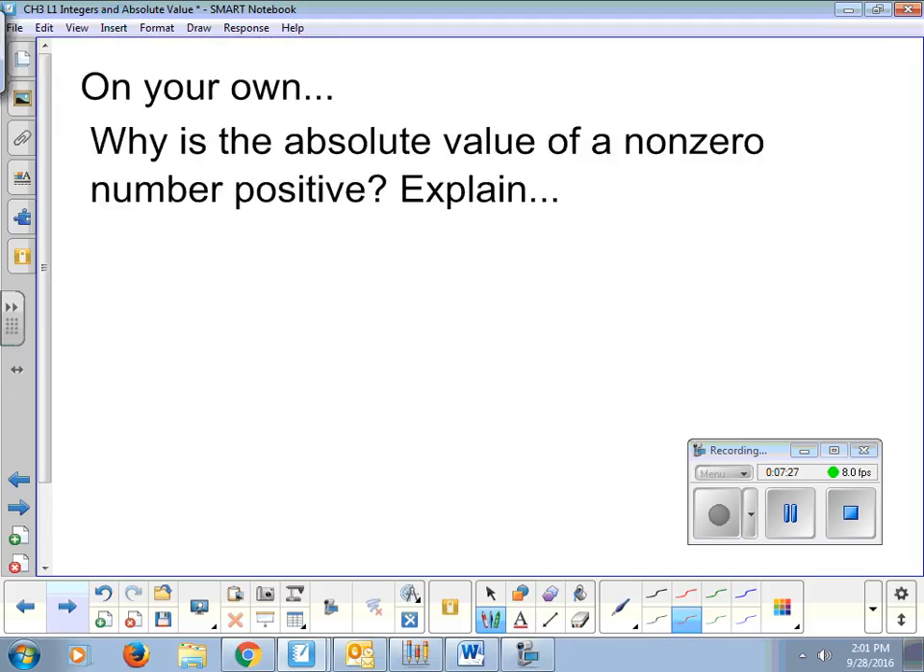The last question I want you guys to try on your own. Why is the absolute value of a non-zero number always positive? And explain. So I'll give you guys about a minute on that one before we go over it. Anything along the lines of absolute value is the distance away from 0, and distance cannot be negative.